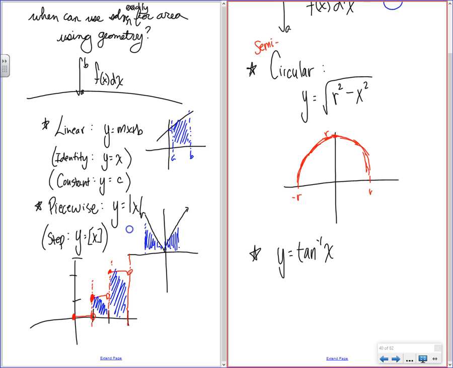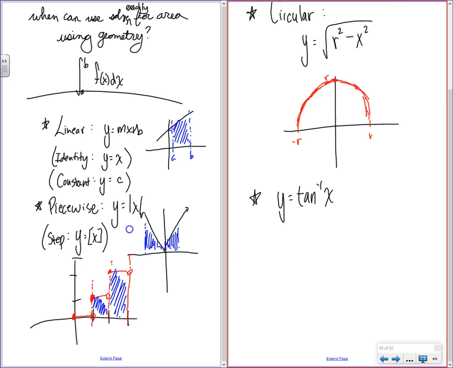I see this more on the BC exam and the BC practice, but it doesn't mean it can't show up on yours. It's a pre-cal function. Tangent inverse. Remember inverse functions, how they take a function and flip it across the y equals x line. So tangent has vertical asymptotes at pi over 2 and negative pi over 2. Tangent inverse, since everything flips, is going to have horizontal asymptotes at y equals pi over 2 and y equals negative pi over 2.